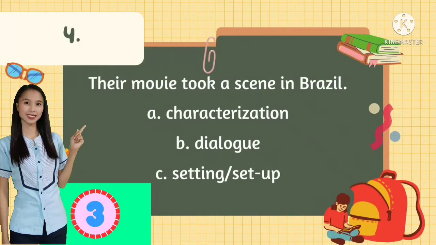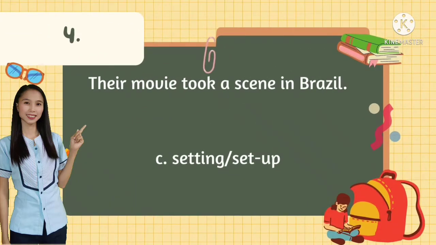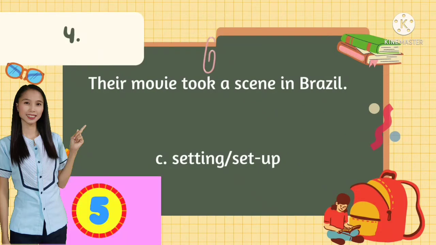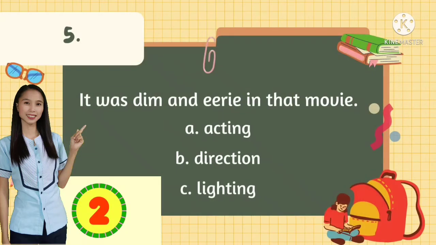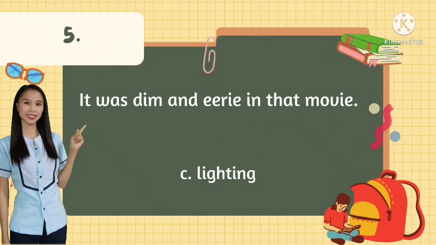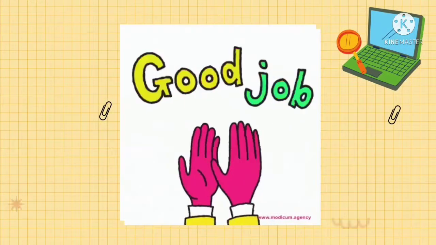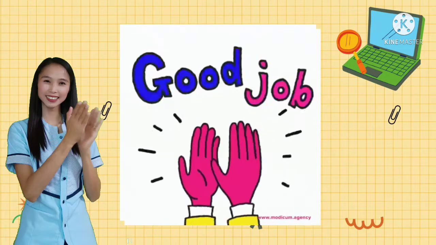Number 4. Their movie took a scene in Brazil. A. Characterization. B. Dialogue. C. Setting or setup. The correct answer is C. Setting or setup. Number 5. It was dim and eerie in that movie. A. Acting. B. Direction. C. Lighting. The correct answer is C. Lighting. Do you get all the correct answers? Good job!